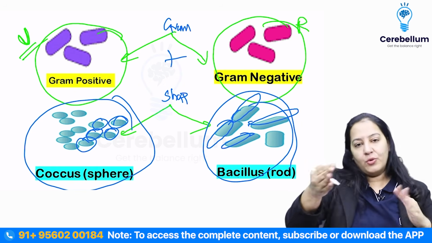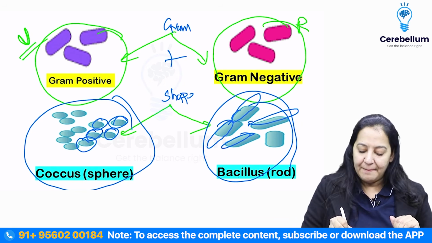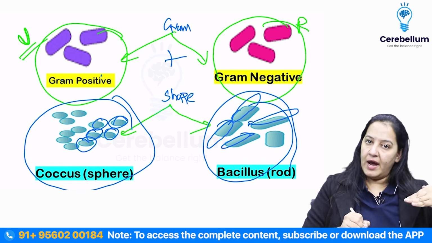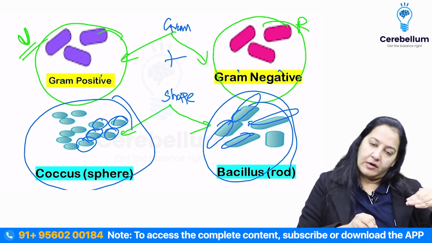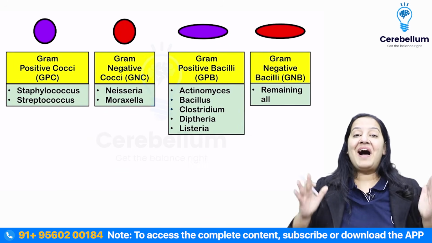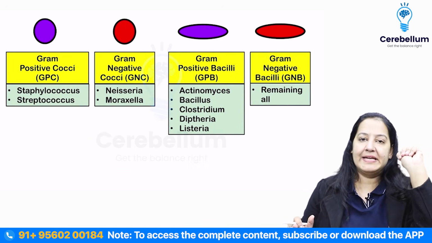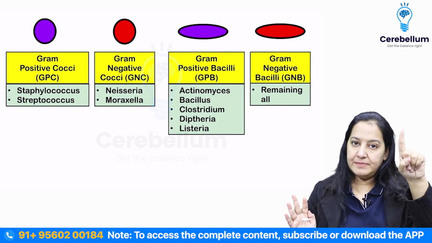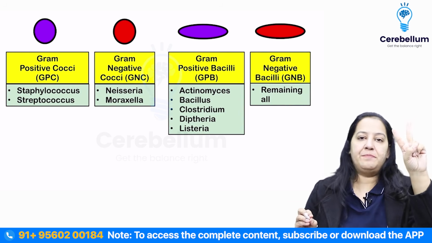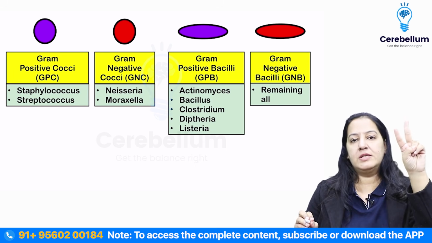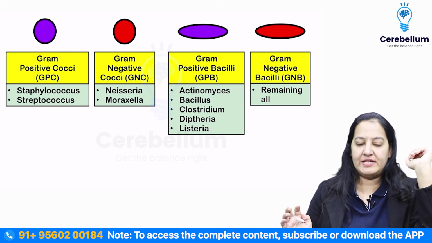Let's combine the two classifications together. So we will be having four types of bacteria. The gram positive cocci, the gram negative cocci, the gram positive bacilli and the gram negative bacilli. So let's divide bacteria under four categories. This classification is based on a combination of two things. The gram staining, number one, and the shape of bacteria, number two. Based on these two things, we divide the bacteria into four categories.